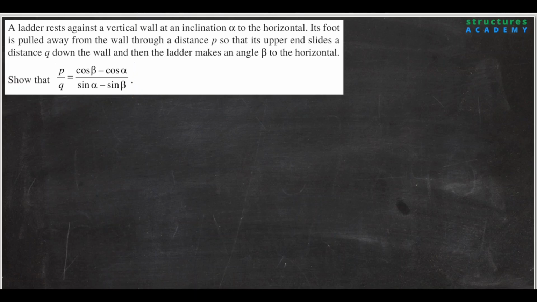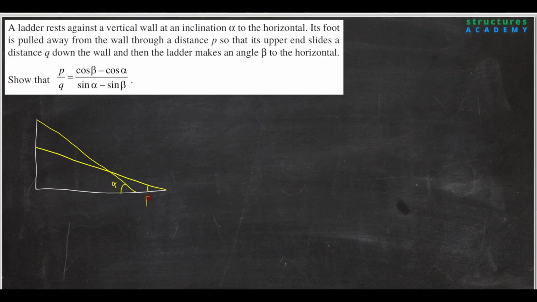So first I'll try to draw a rough diagram and explain what the numerical is describing. So let's say this is a vertical wall and this is the horizontal ground. And let's say this is the ladder which is initially at an angle of alpha with the horizontal. Now what happens is its foot is pulled away from the wall, which means we know this is the foot of the ladder and this is the wall, which means if its foot is pulled away from the wall, this is the direction in which the foot of the ladder moves. Therefore, let's say this is where the foot of the ladder lands, and this is how the new profile of the ladder will look like.